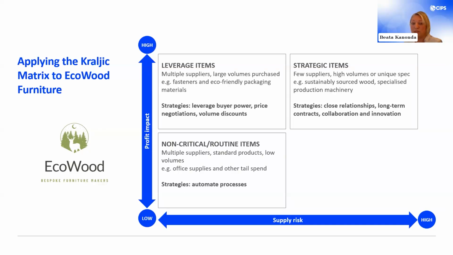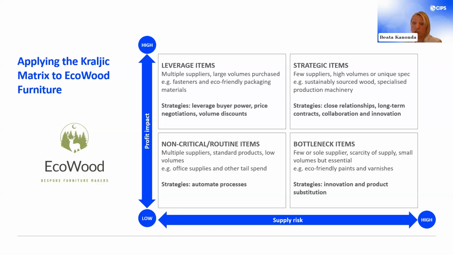Finally, we have the bottleneck items. Joanne classified products like eco-friendly paints and varnishes in this quadrant. These products are not a high-spend category, but are essential to the finishing of EcoWood's furniture and align with the company's eco-friendly brand. However, there are only a few suppliers that meet EcoWood's strict sustainability standards, creating high supply risk. Moreover, there is a chronic shortage of some of the chemical components needed for the production of those items. Therefore, suppliers are having a stoppage of their own manufacturing lines regularly.